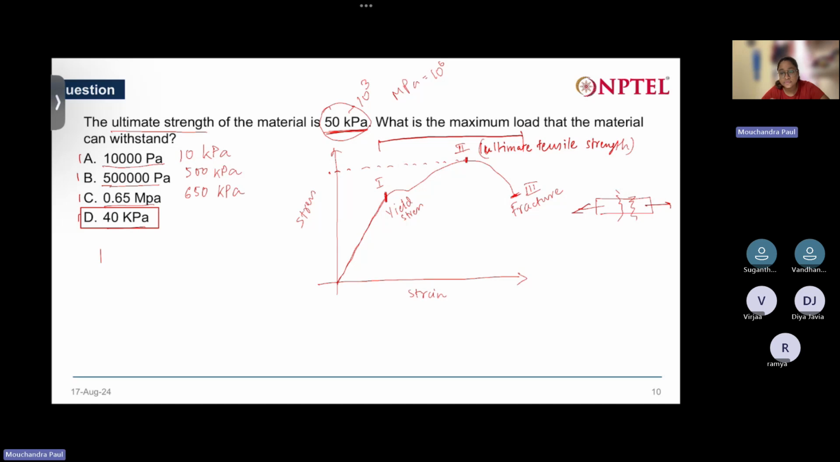Yes or no? Is it clear? Is this question clear? So, Sugantha, is it clear? Vandana? Yes, ma'am. Good.